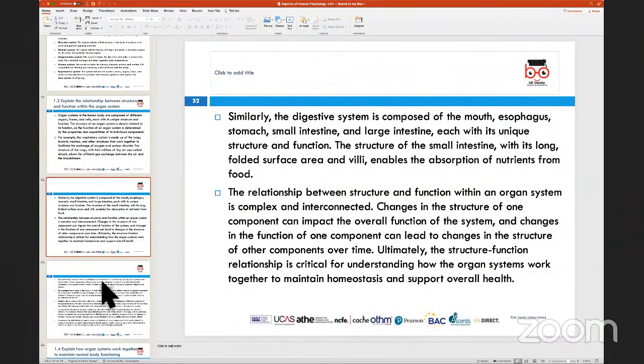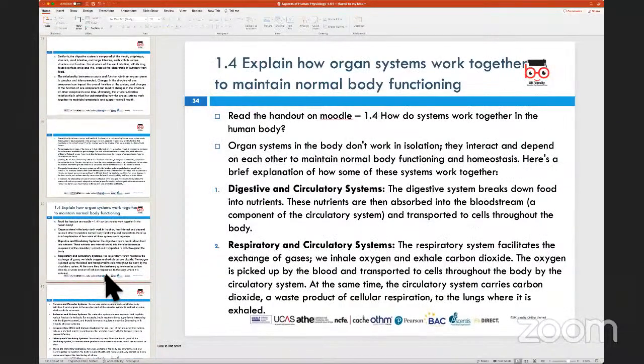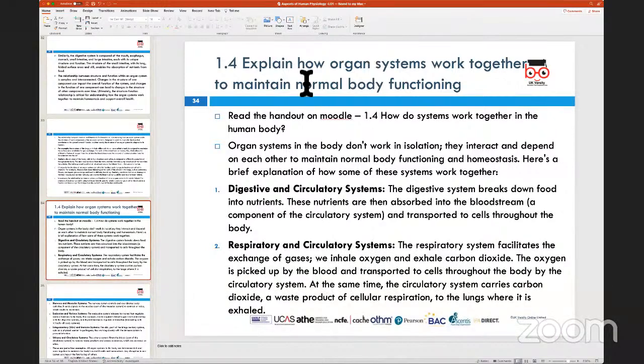And that is where you're showing these different systems working together, and the relationship between different organs and organ systems working together to maintain the normal functioning of the human body. And the last aspect that we would cover is we are going to explain how different organs work together to maintain normal body functioning.